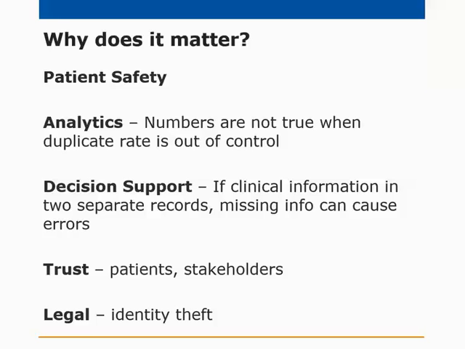Decision support, certainly that's pretty obvious. Missing information will make it harder to make good decisions, right? And just trust. We need our providers, our stakeholders, to trust the data that's in there, and certainly our patients. If they go into a portal, they're looking for information and it's not there because the MRN with which they sign on to their patient portal is not the one that was used when they were here last, because we created a second MRN, we lose trust. And then, of course, the whole legal piece, identity theft, not to mention litigation if there is a negative outcome.